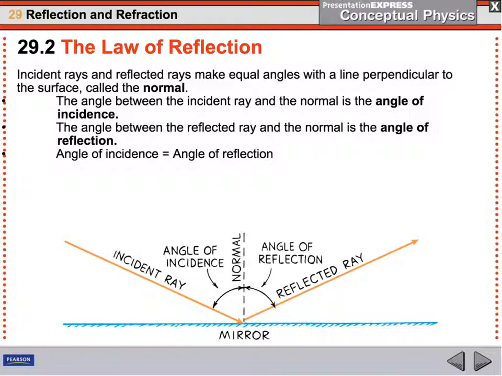Incident rays and reflected rays make equal angles with a line perpendicular to the surface called the normal. The angle between the incident ray and the normal is called the angle of incident. The angle between the reflected ray and the normal is called the angle of reflection. The angle of incident will equal the angle of reflection.